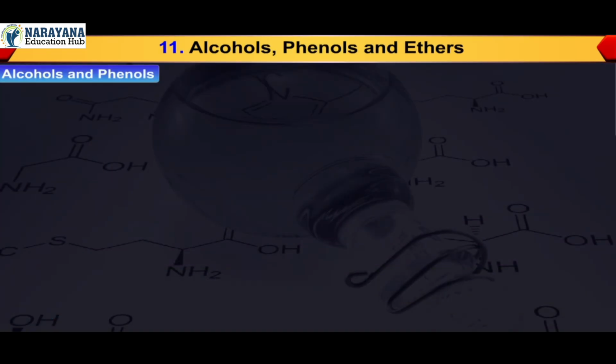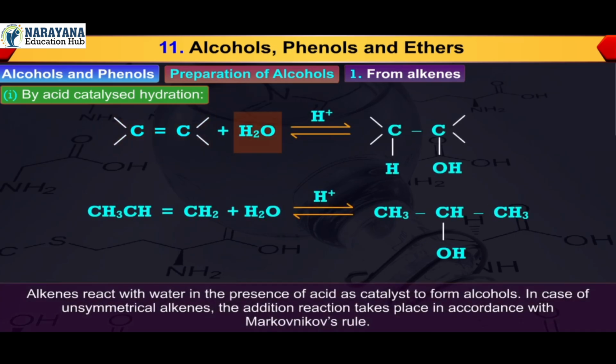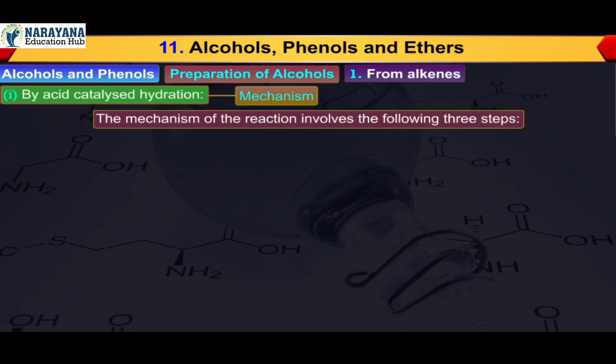Alcohols and phenols. Preparation of alcohols. 1. From alkenes. 1. By acid catalyzed hydration. Alkenes react with water in the presence of acid as catalyst to form alcohols. In case of unsymmetrical alkenes, the addition reaction takes place in accordance with Markovnikov's rule. Mechanism: the mechanism of the reaction involves the following three steps.